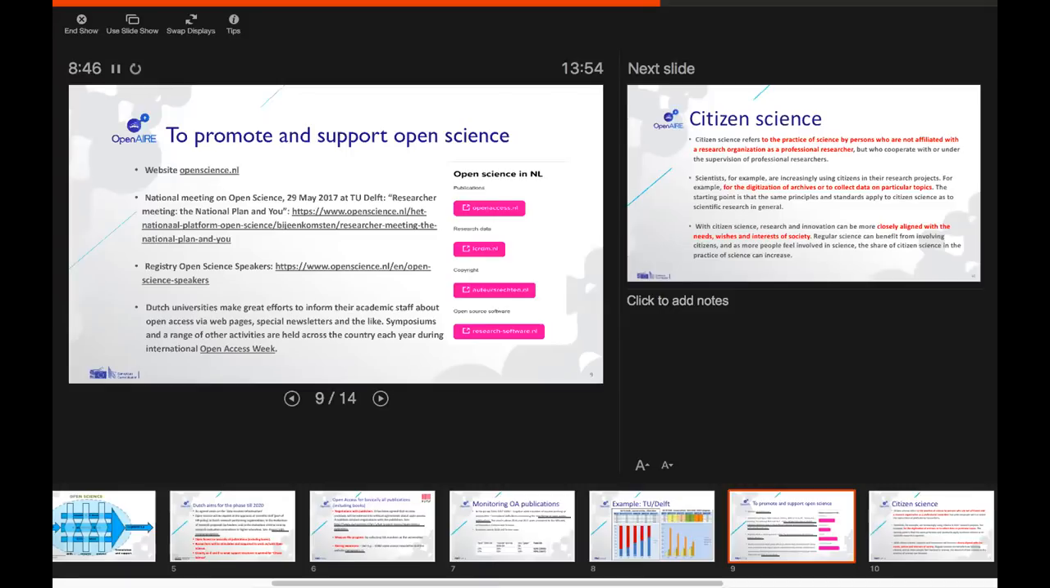Dutch universities make great effort to inform their academic staff about open science with web pages, special newsletters, and the like. In or around the International Open Access Week, all kinds of activities are being organized.